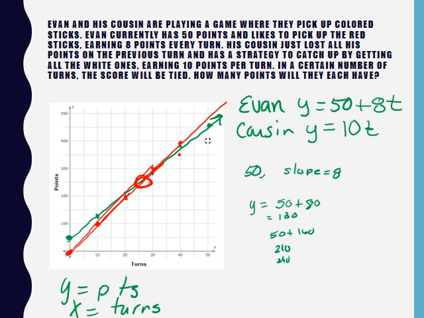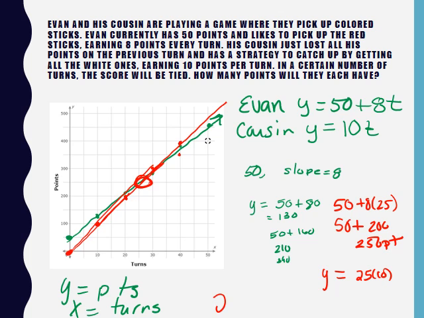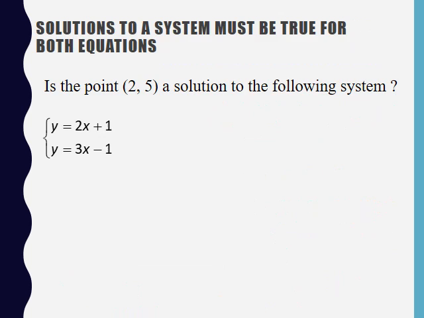Now it's tough to tell, but we can always check. So if we put 25 in, 50 plus 8 times 25 is going to be 50 plus 200, or 250 points. And then if we put 25 in the second equation, y equals 25 times 10 is 250. So our answer is they will be the same at 250 points. And that's in 25 turns.